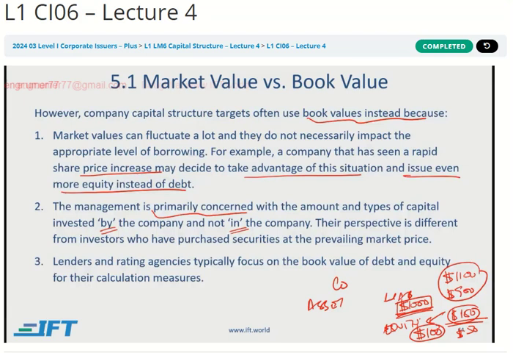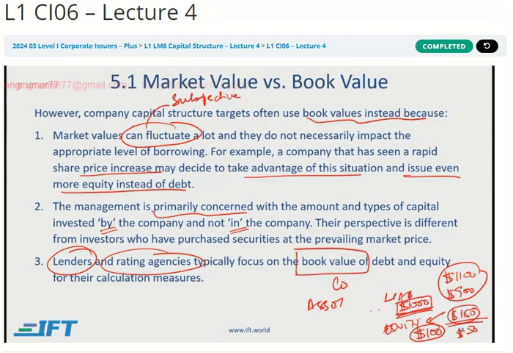And your lenders, which is your banks and your rating agencies, will also focus on book value because that is something which is more stable. Market values are number one, fluctuating, and number two, subjective, right? They are subjective. Book value is based on hardcore accounting, based on what was the actual amount received by the company.